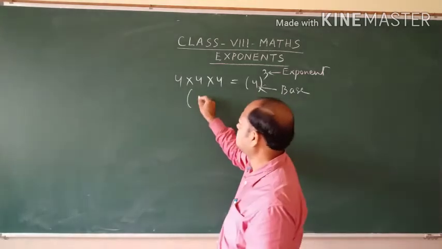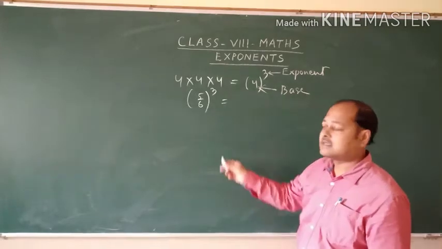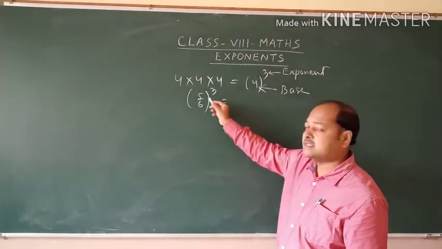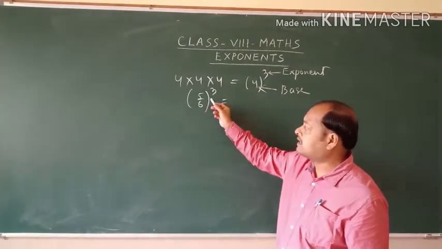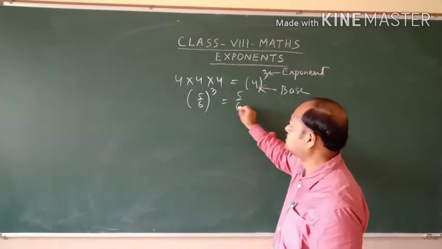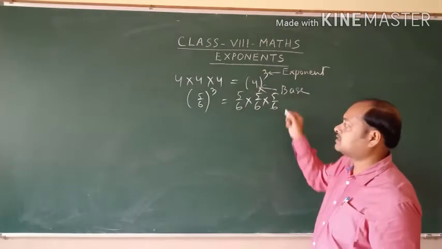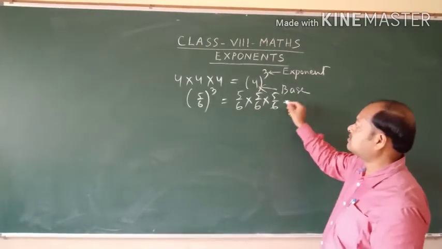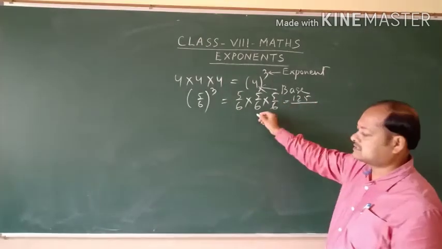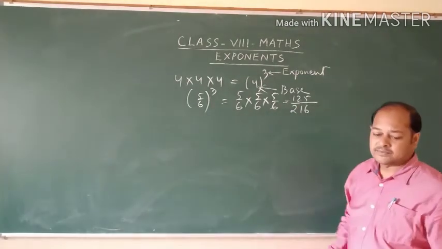5 upon 6 to the power 3. Here 5 is an integer and 6 is also an integer, and the power is 3. That means 5 upon 6 is a rational number, multiplied 3 times. We can write 5 upon 6 into 5 upon 6 into 5 upon 6. So what is the answer? 5 fives are 25, 25 fives are 125, and 6 sixes are 36, 36 sixes are 216.